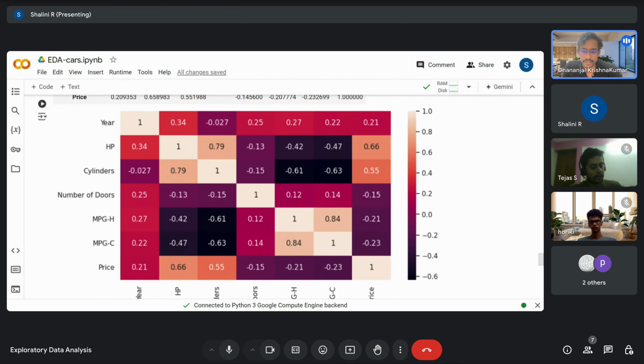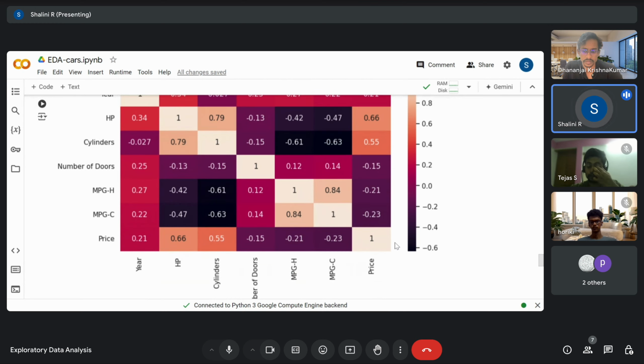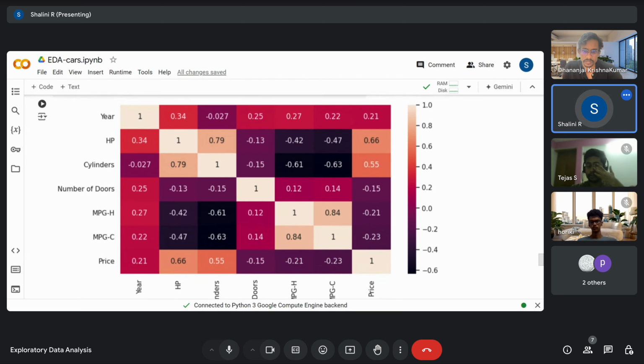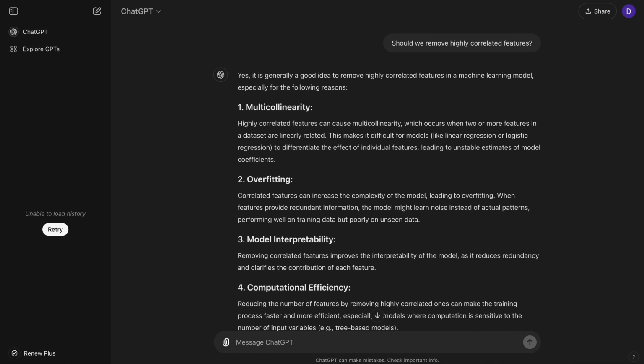Is the price the target? Are we trying to predict the price? Yes, we can consider price as a target. For now, I just tried to analyze with related features. I've not considered a target.